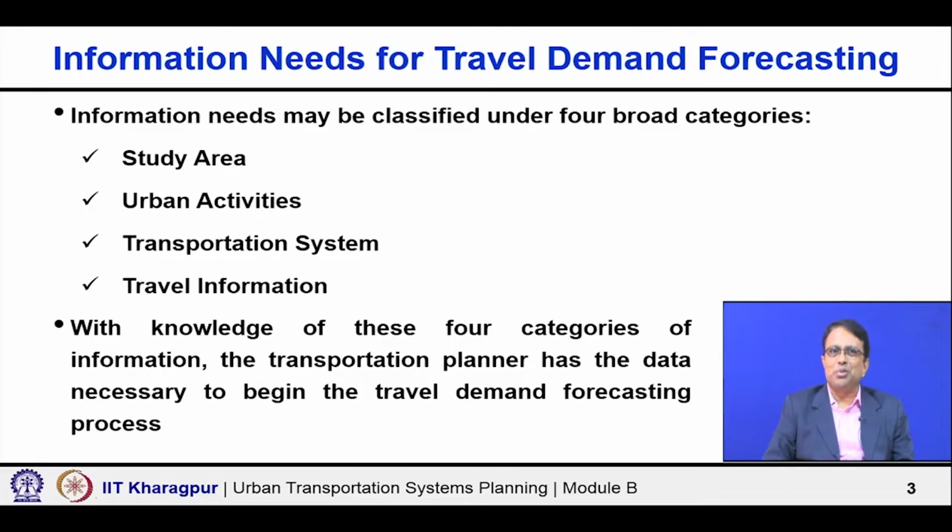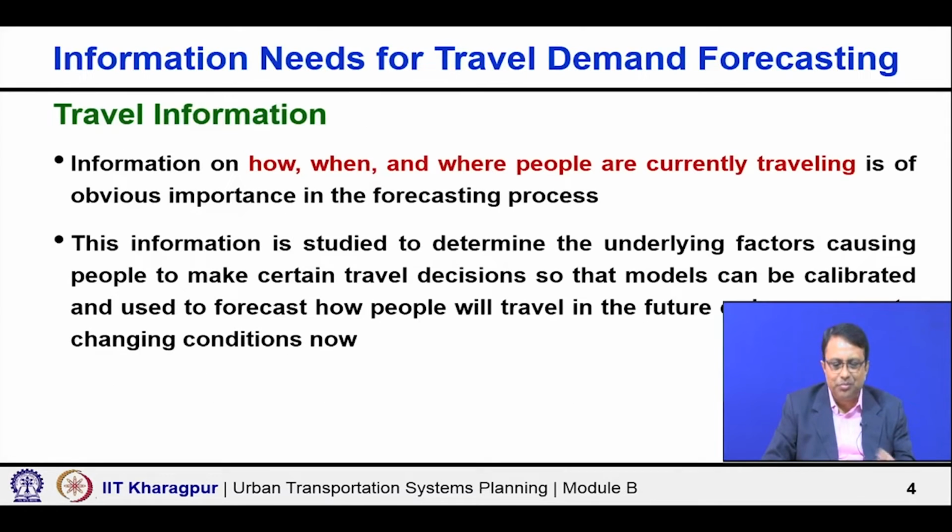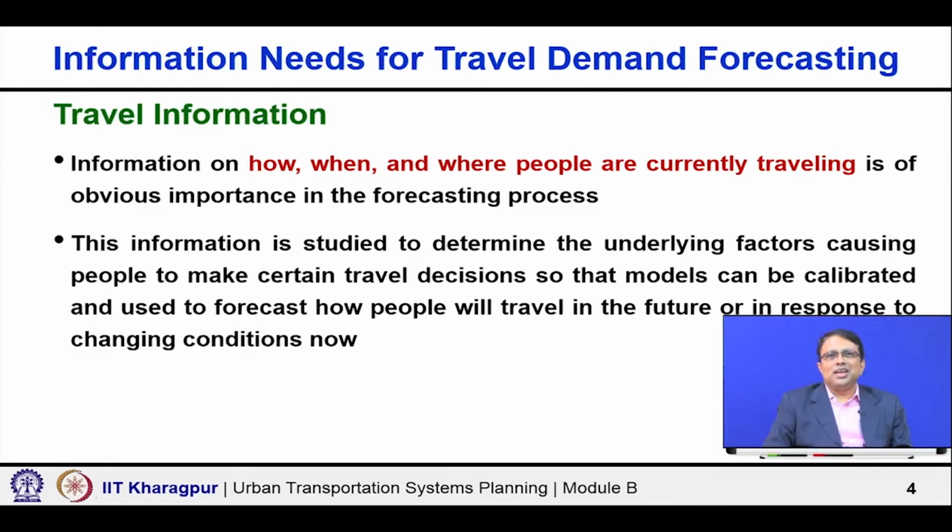So, we discussed the study area, urban activities and transportation system. What was pending is travel information. So, in this lecture we focus on this aspect, that is travel information. Now, information on how, when and where people are currently traveling, that is the key for the forecasting process.